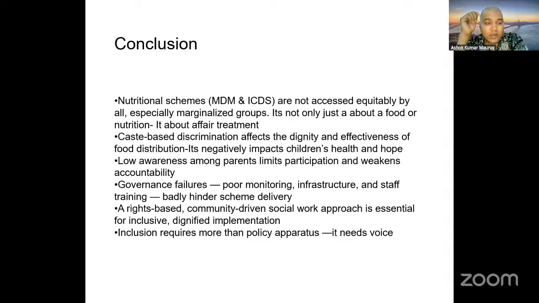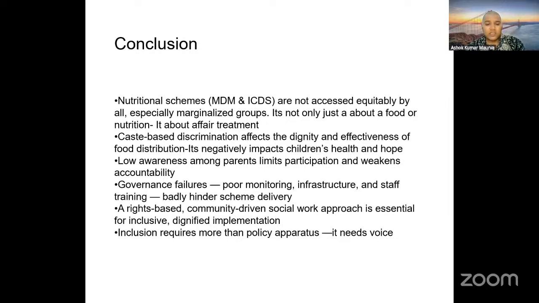If children are left out of school, they stop going. The hope is either dead or they become hopeless, because if they are left out, they will not complete their education. They will become casual labor. They're going to become semi-skilled, and they cannot participate with their potential. Low awareness, as we told, like the midday meal has a better recall, but awareness is still one of the issues which limit participation and weaken accountability. And government failures, poor monitoring, poor infrastructure, poor staff training, these are the issues hindering the effectiveness of the scheme.